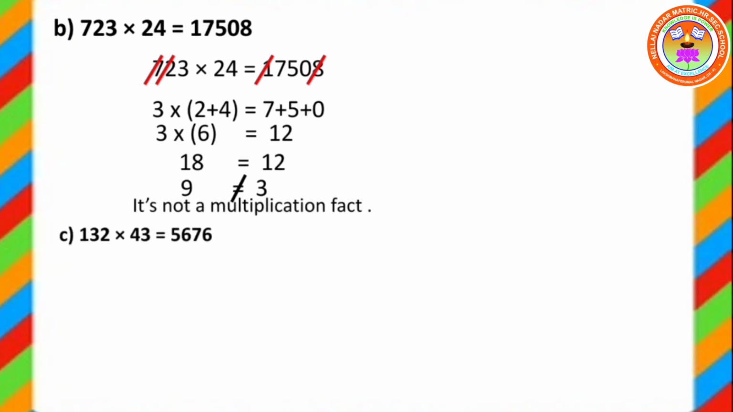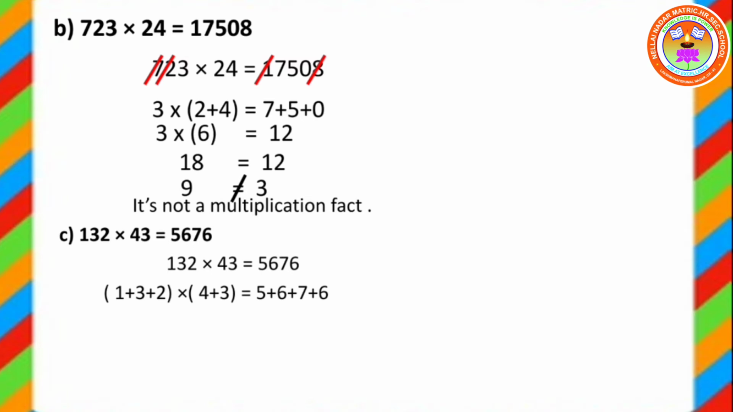Third sum: 132 into 43 is equal to 5636. Cross out the 9s or cross out the components of 9. 1 plus 3 plus 2. Here no components of 9 are there. So second step, add the digits. 1 plus 3 plus 2 into 4 plus 3 is equal to 5 plus 6 plus 7 plus 6.